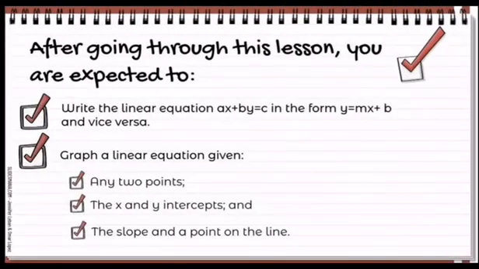After going through this lesson, you are expected to write the linear equation ax plus by equals c in the form y equals mx plus b and vice versa, and graph a linear equation given any 2 points, the x and y intercepts, and the slope and a point on the line.